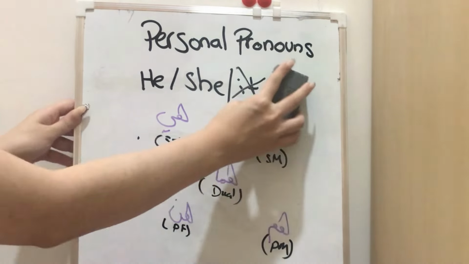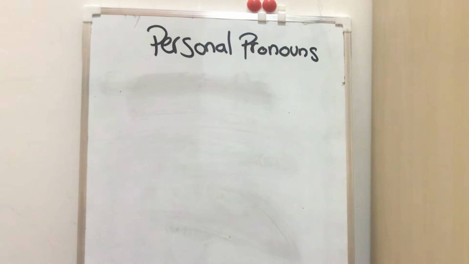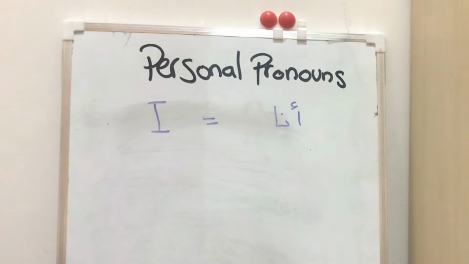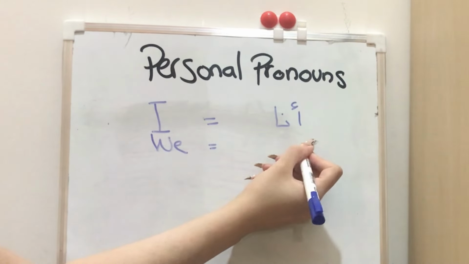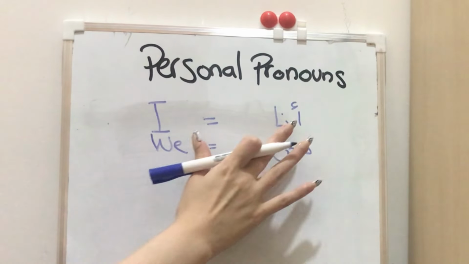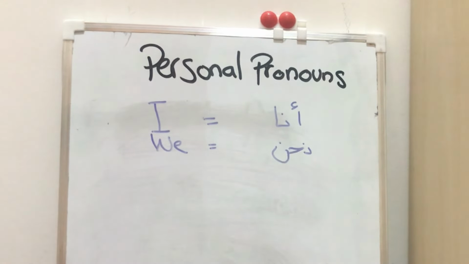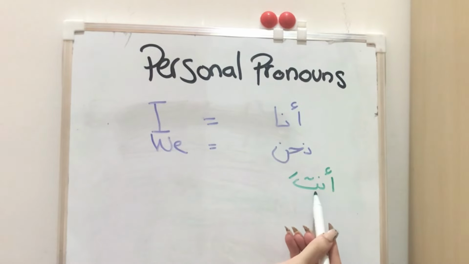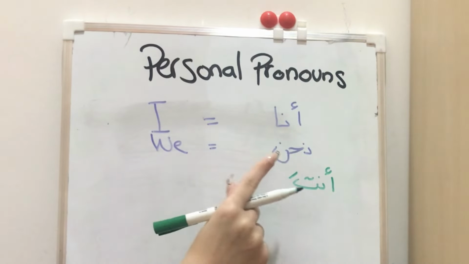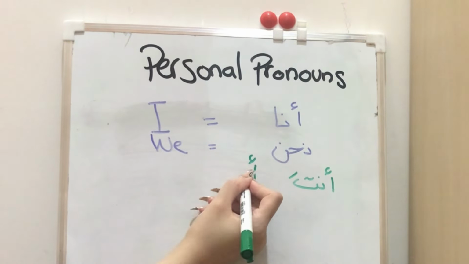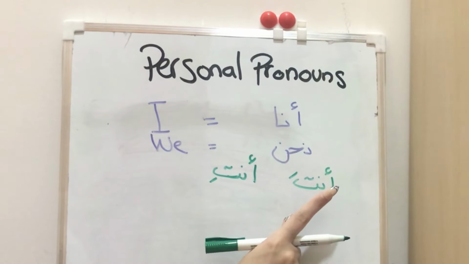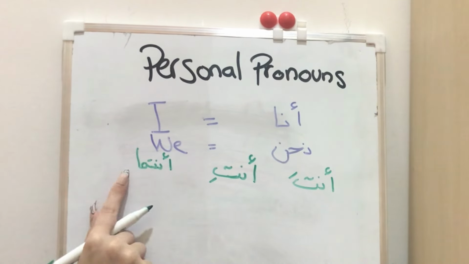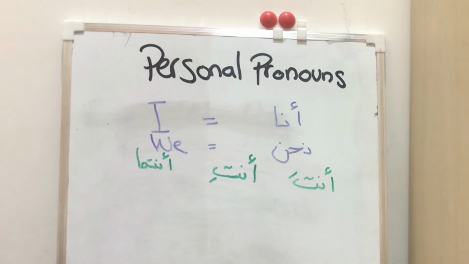Let's repeat all one more time. Repeat after me. How to say I, ana. We, nahnu. You is different. Anta for singular masculine and anti for singular feminine. For dual, antuma.